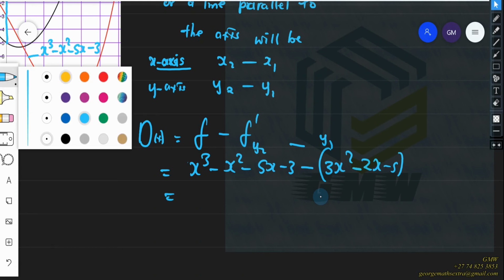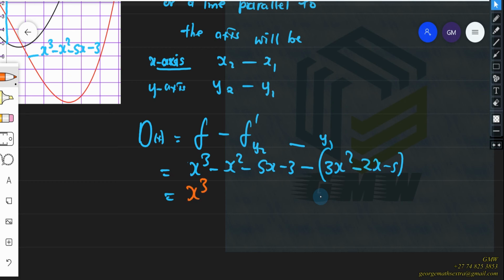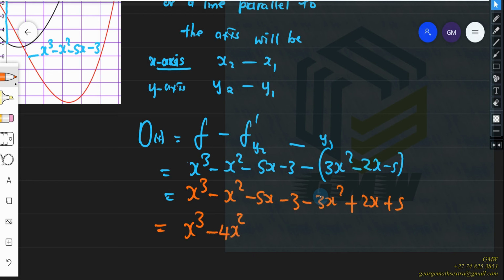Now, following this, at this point, I can simplify and say x cubed minus x squared minus 5x minus 3 minus 3x squared minus 2x plus 2x, then plus 5 as well. Collecting like terms, I'll have x cubed minus x squared minus 3x squared, I'll get minus 4x squared, then minus 5 plus 2x minus 5x plus 2x, I'll get minus 3x, then here I'll get plus 2.